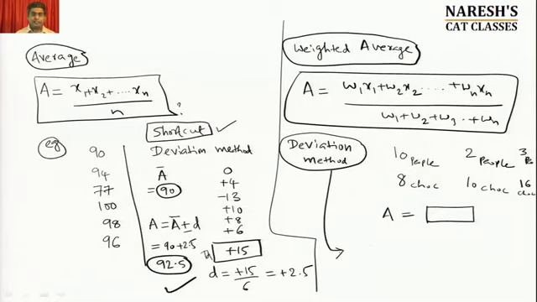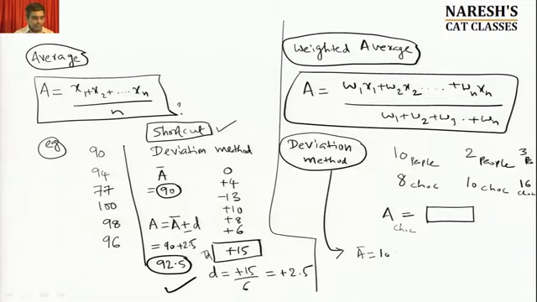What do I do in the deviation method? Exactly similar. First I assume an A bar, the assumed average. Because I'm trying to find the average number of chocolates, I assume an A bar for the average number of chocolates. One group has 8, one group has 10, the other group has 16. Take a number which is nearest. Why can't we take a number like 10, the middle number?